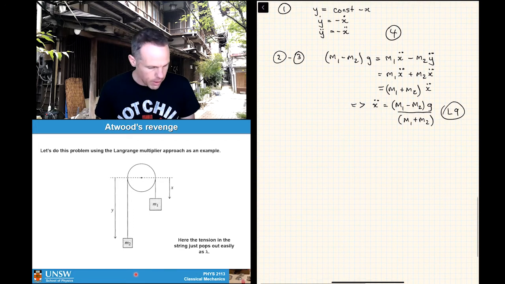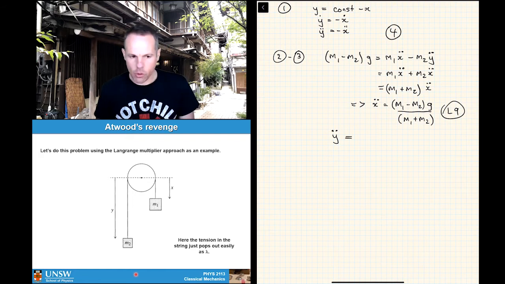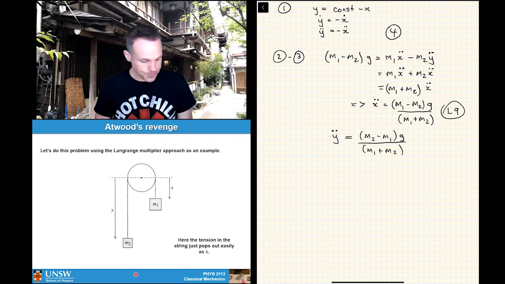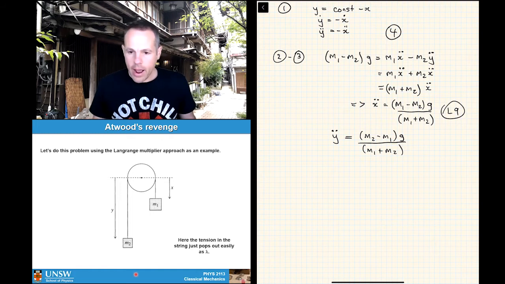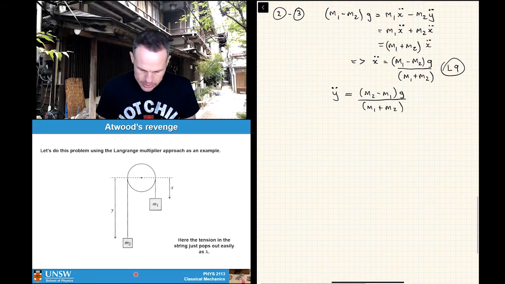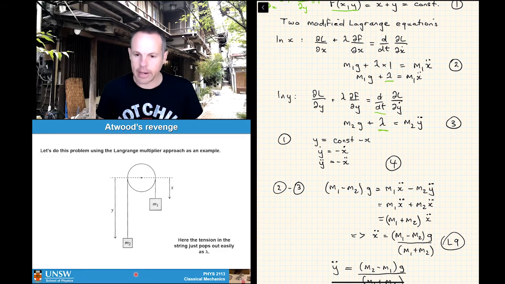And then I can in principle do the same thing for y. I'll let you do this one for yourself just to save some time here. This is going to end up being (m2 minus m1)g on (m1 plus m2), okay? So they're what I got in lecture 9. And now the last step of this is I want to get lambda, right? And so I can finish this by taking my equations 2 and 3 up here and just isolating out my lambdas, okay?